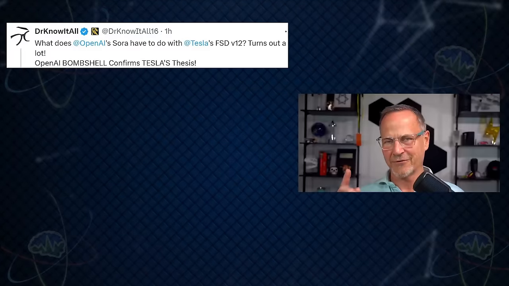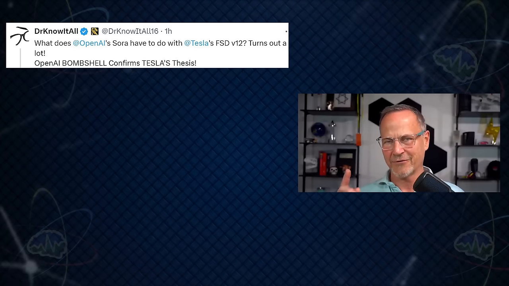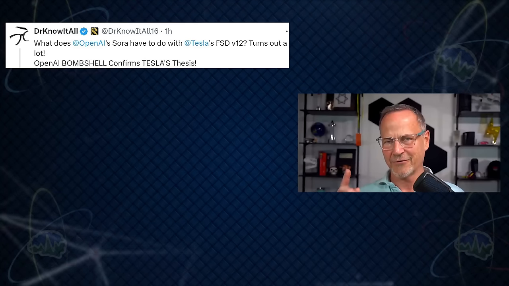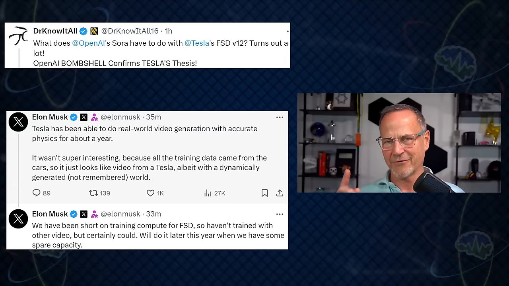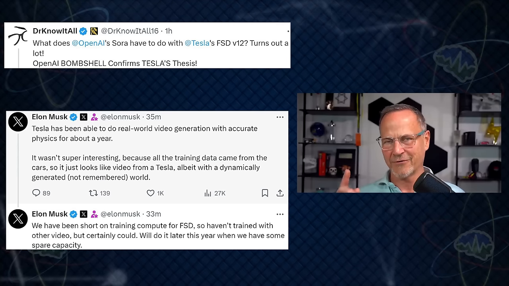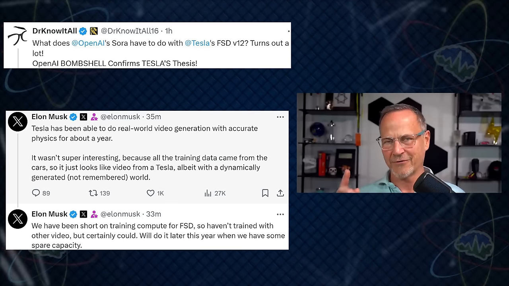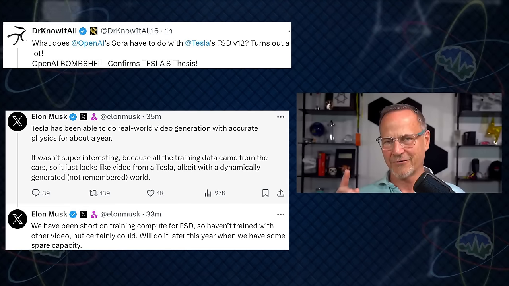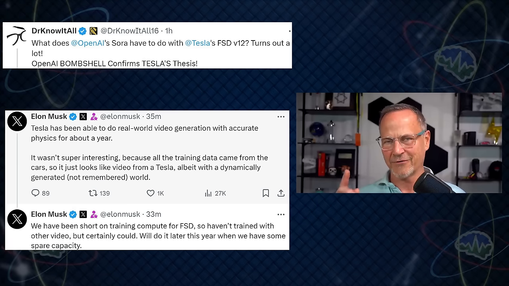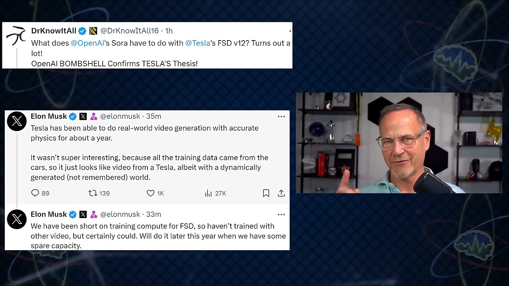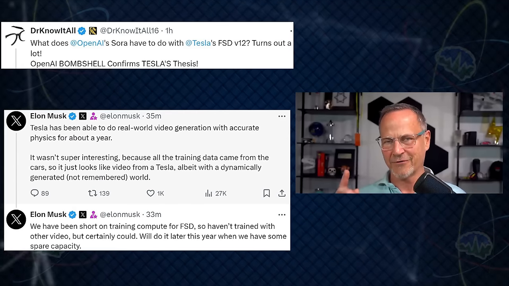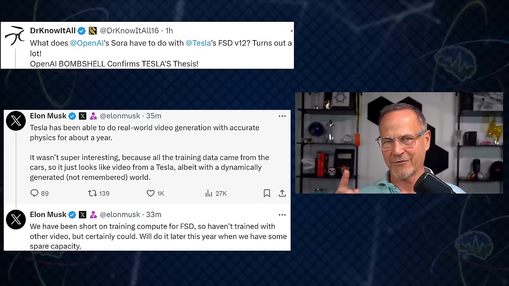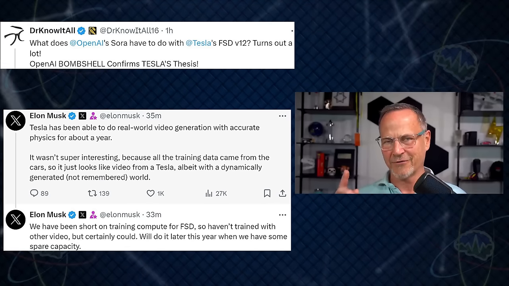And Dr. Nodal says, "What does OpenAI's Sora have to do with Tesla's full self-driving version 12? Turns out to be a lot." And Elon says, "Tesla has been able to do real-world video generation with accurate physics for about a year. It wasn't super interesting because all the training data came from the cars, so it just looks like video from a Tesla, albeit with a dynamically generated, not remembered world. We have been short on training compute for full self-driving, so we haven't trained with other video, but certainly could. We'll do it later this year when we have some spare capacity."